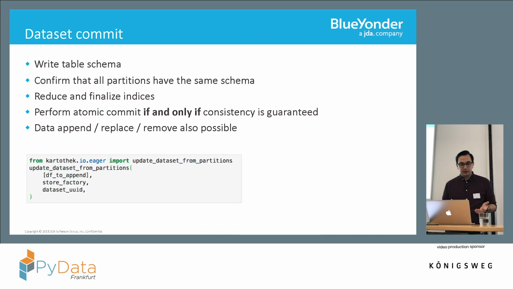So this data set commit is one of the key ideas of this data tracking, and it performs a few steps. For once, it stores the table schema. The table schema is essentially a list of columns, a list of types, and what Kartothek does is it checks that everything you commit is actually consistent. So it doesn't allow you to store partitions of different types or of different columns, because in the end, if you read it, that wouldn't make any sense. And it performs these commits if and only if this consistency is actually guaranteed.